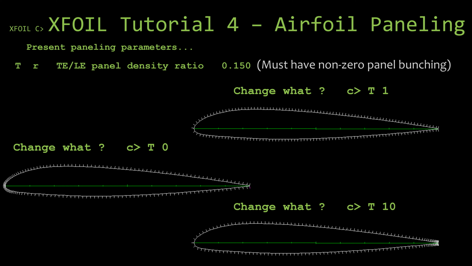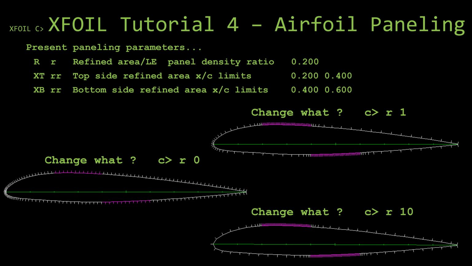A quick note, this parameter is used in conjunction with the panel bunching parameter. So if you have panel bunching set to 0, it doesn't matter what you have for this parameter because it doesn't have any extra panels to throw either at the leading edge or the trailing edge. So it just distributes it evenly.